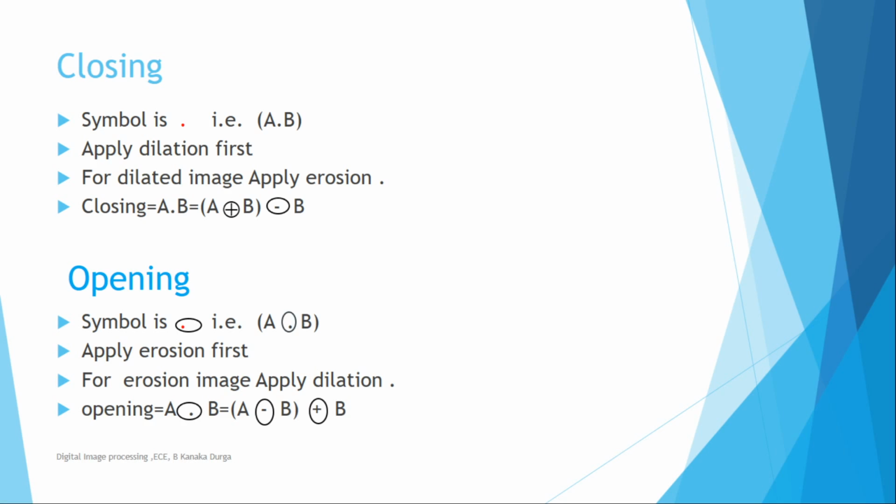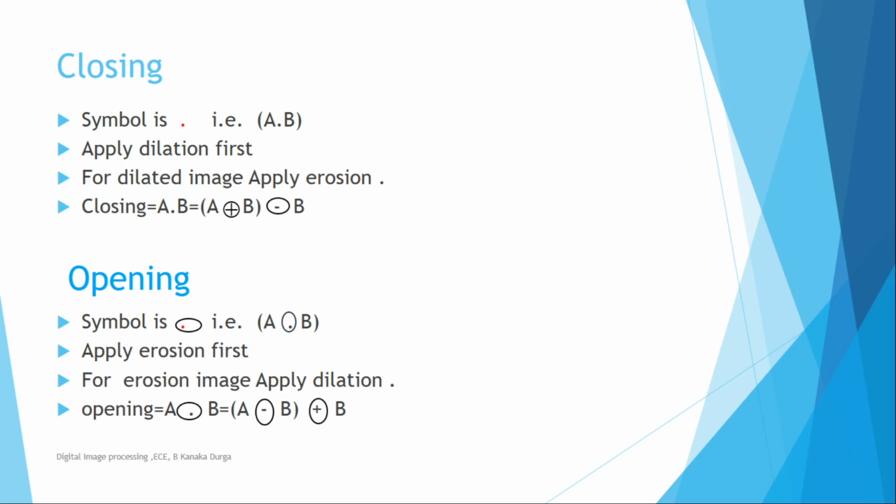For the closing transformation, the symbol is a dot. So A dot B is the closing. Apply the dilation first. Next, on the resultant dilated image, we have to apply the erosion operation. So closing, A dot B, will be equal to the erosion of the dilation of A by B.